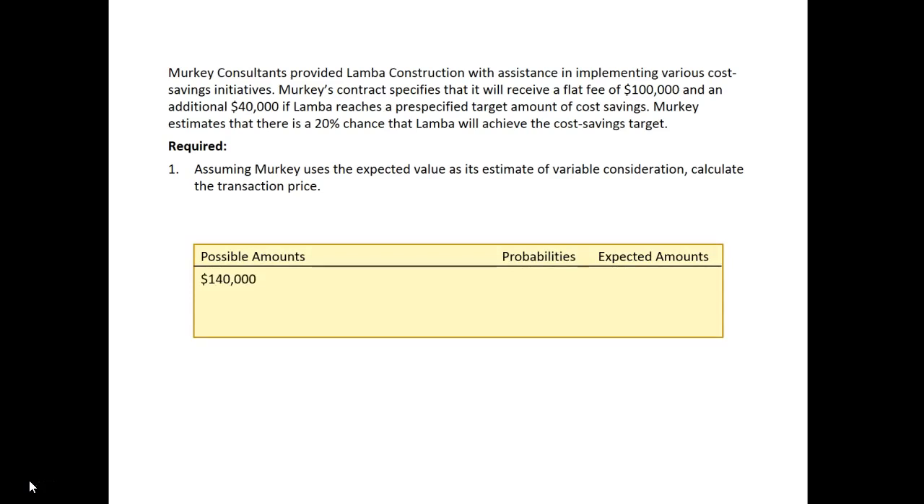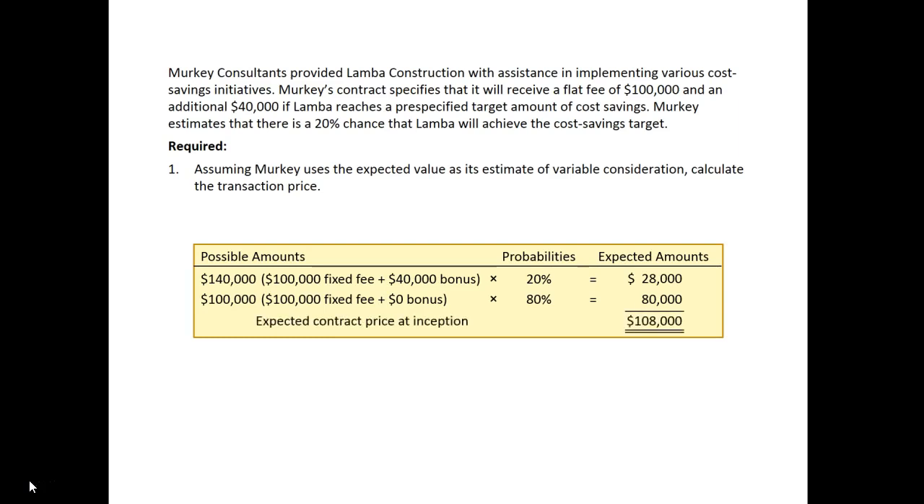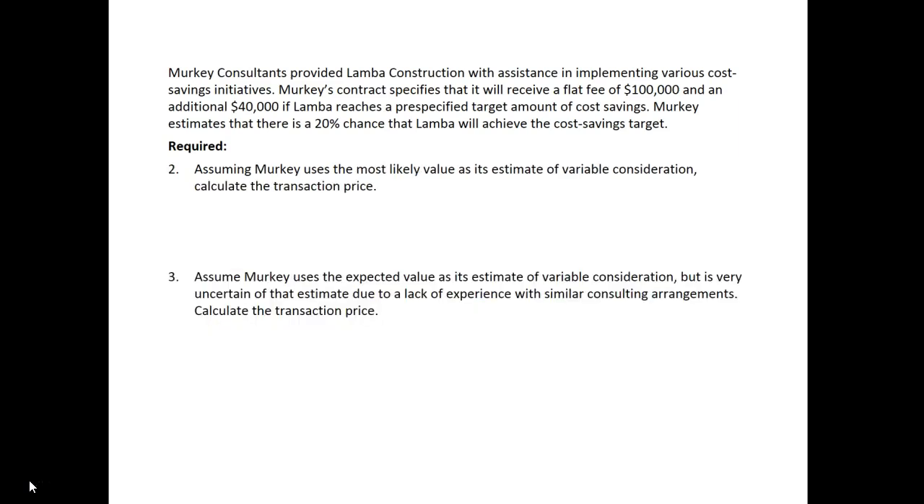So, we've got $140,000, the flat fee plus an additional $40,000 if Lamba reaches a pre-specified target of cost savings, assuming there's a 20% chance. So, the probability of receiving the bonus is 20%, and the probability of just receiving the flat fee is 80%. So 20% of the 140,000 is 28,000. 80% of the fixed fee is 80,000. Combined, 108,000 is the expected contract price at inception.